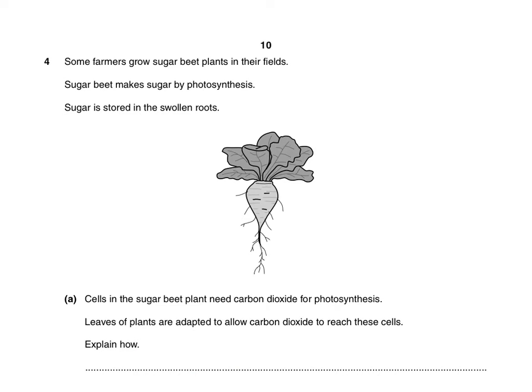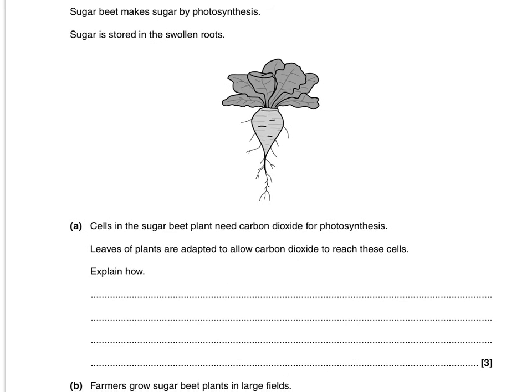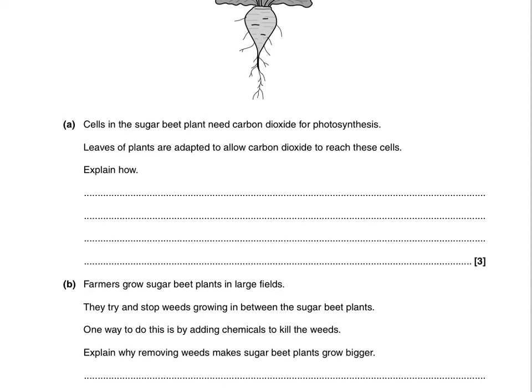So, some farmers grow sugar beet plants in their fields. Sugar beet makes sugar by photosynthesis. Sugar is stored in swollen roots. Cells in the sugar beet plant need carbon dioxide for photosynthesis. Leaves of the plant are adapted to allow carbon dioxide to reach these cells. Explain how. So I'm afraid our easy questions have ended here. This is a tricky one. But there are 4 available points you could make for the 3 marks, okay?